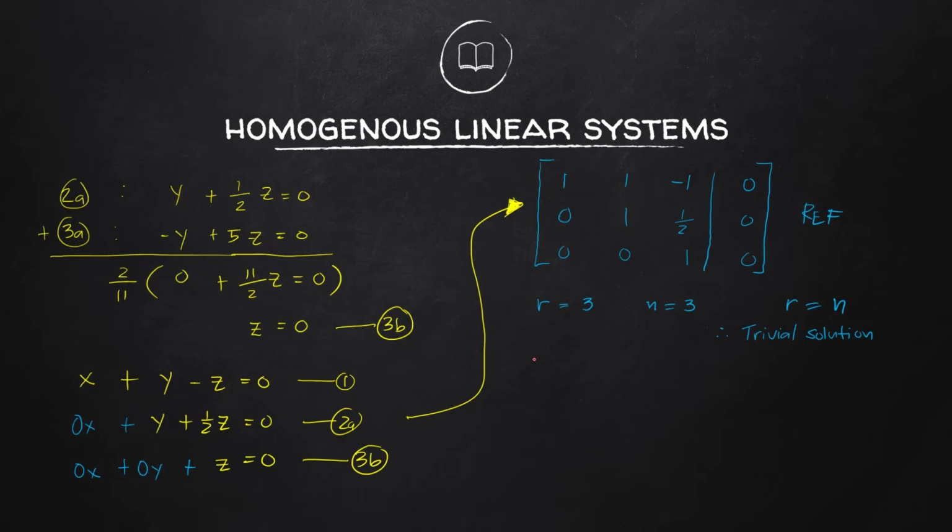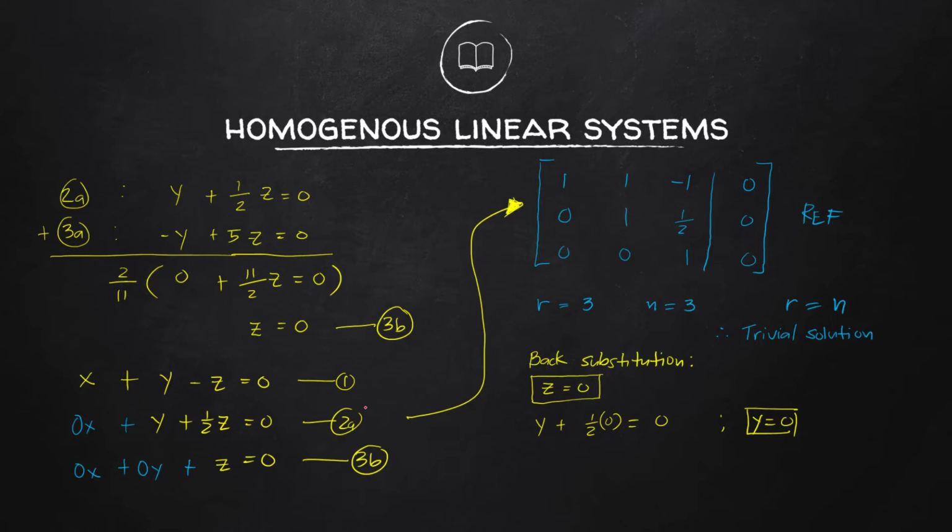Using back substitution, we have z equal to 0. Okay, so that is already the value of z. To find the value of y, we can use equation 2a. That would be y plus 1 half of z. But z is equal to 0, and that is also equal to 0. We have y equal to 0.